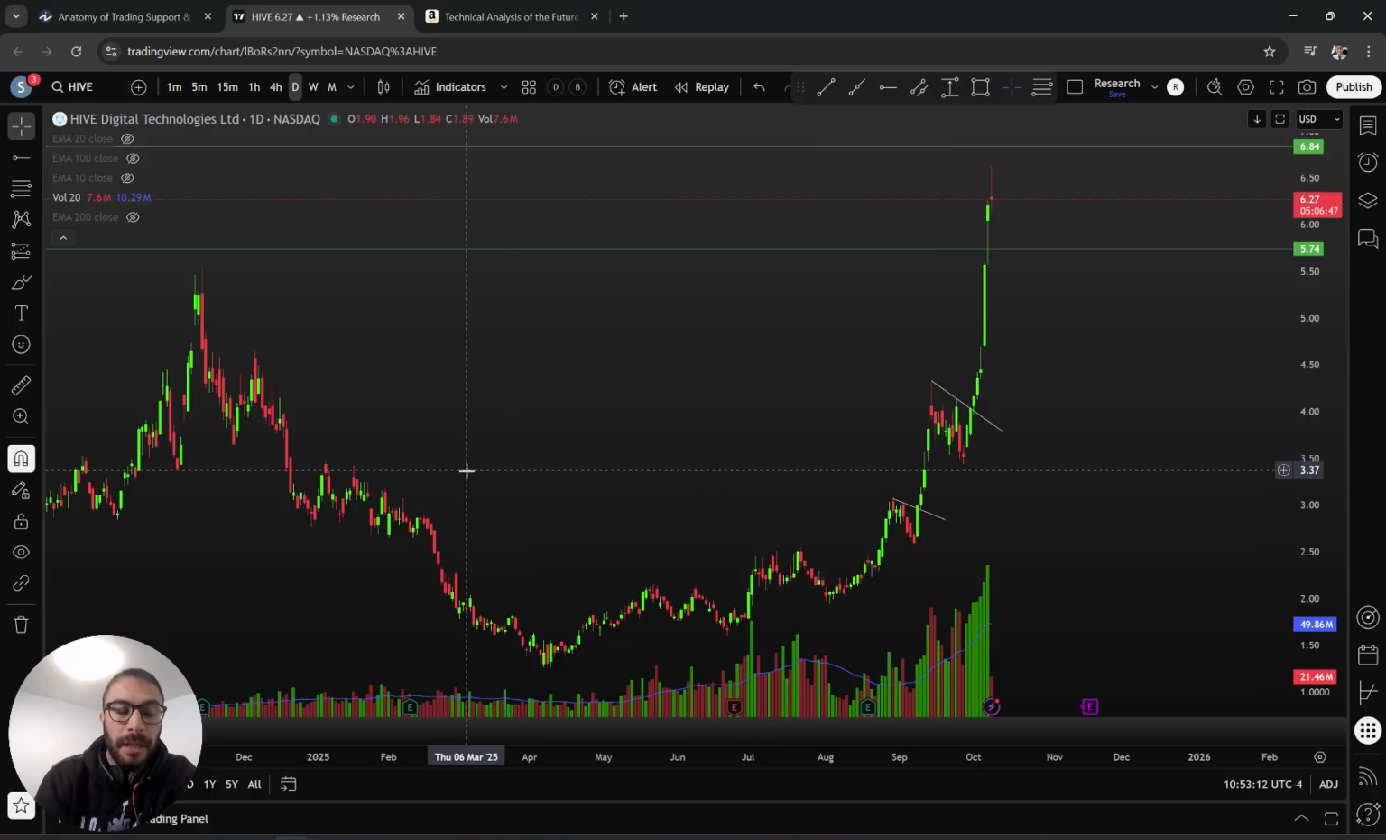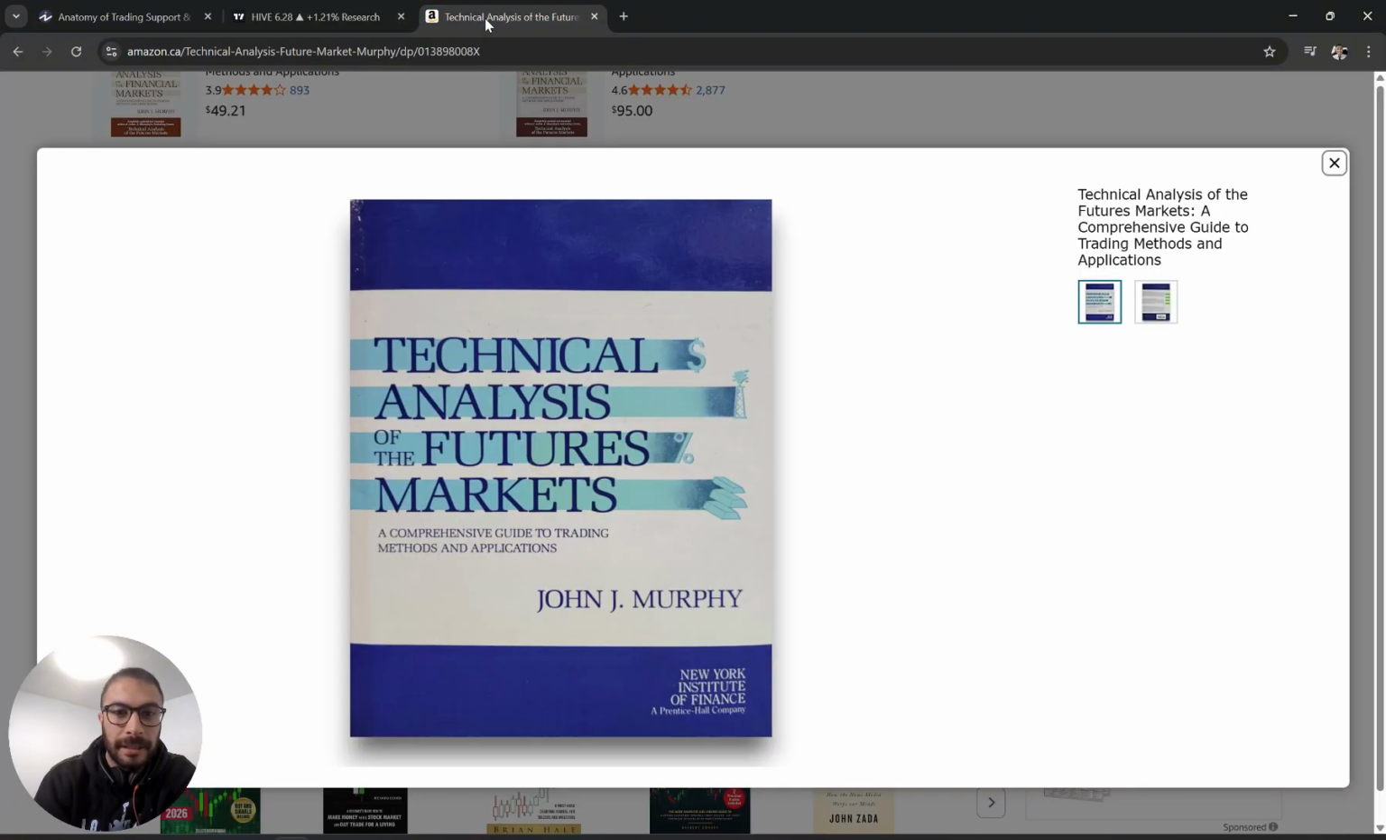And one thing, if you're new to technicals or you really want to step up your technical analysis, this is a book that I highly, highly recommend. It has changed everything for me. Even if you're not trading futures, it does not matter. This is the Bible, the encyclopedia. It is a very, very exhaustive book.